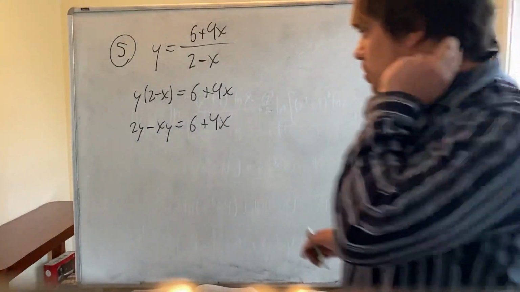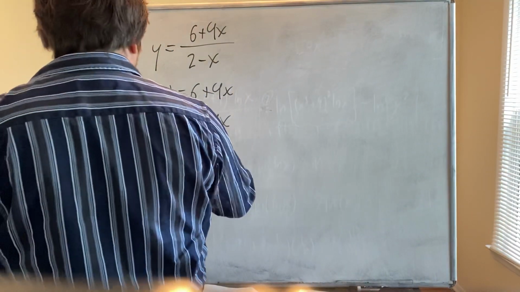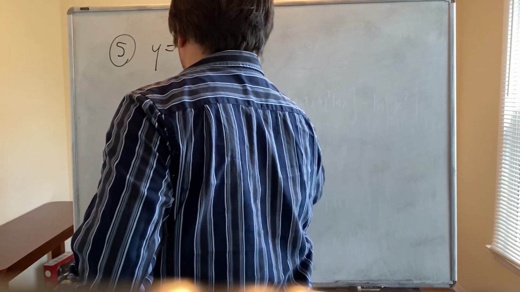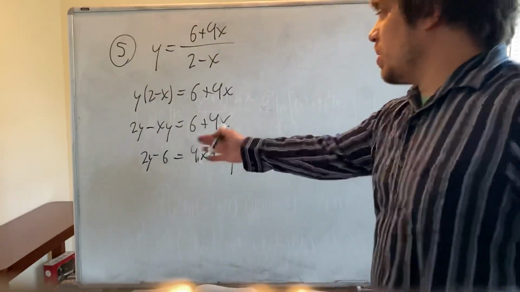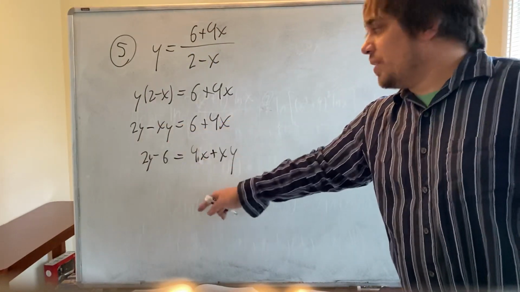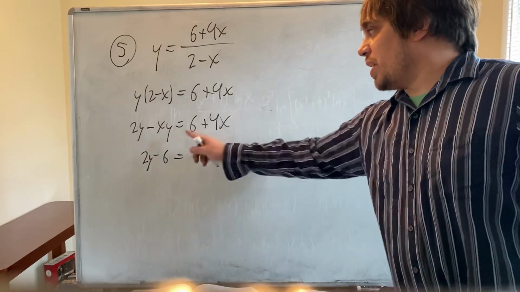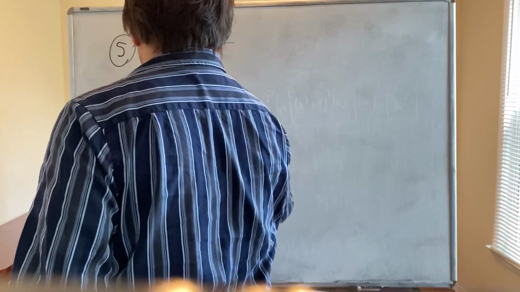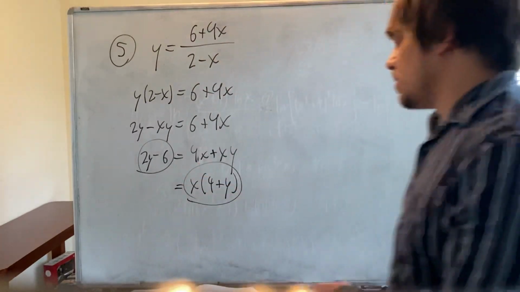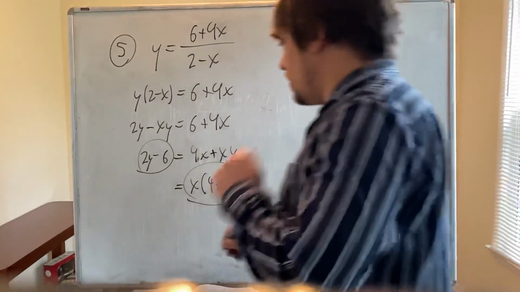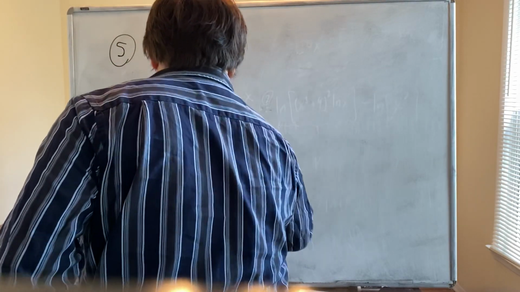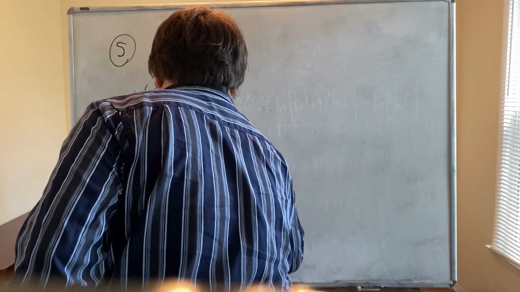Okay, now we're going to move the terms with x to one side. So I'll move the x terms on this side, and the 6 I'm going to move to the other side. I want to keep things positive, so I'm going to move the xy to the right, giving 4x plus xy, and the 6 to the other side, 2y minus 6. I'm going to factor out the x here. So this is x times (4 plus y). So I have 2y minus 6 equals x times (4 plus y). And that means x is equal to (2y minus 6) over (4 plus y).